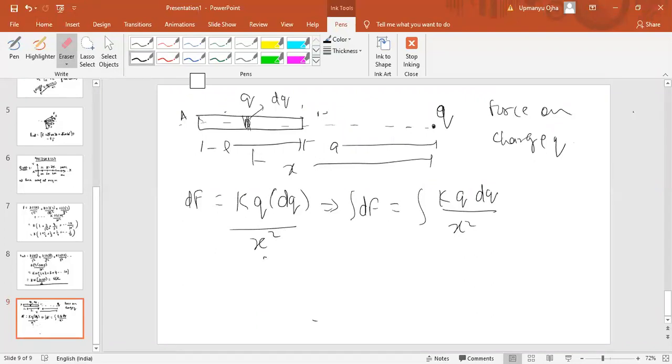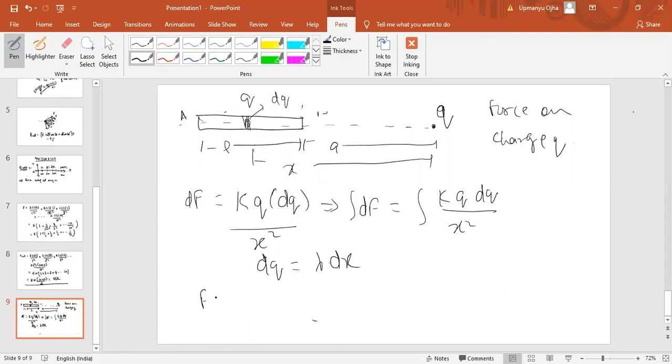Okay, so what is the linear charge density here? The linear charge density of the rod is lambda. And what is the magnitude of dq charge? That would be equal to lambda dot dx. So dq charge will be equal to lambda dot dx.